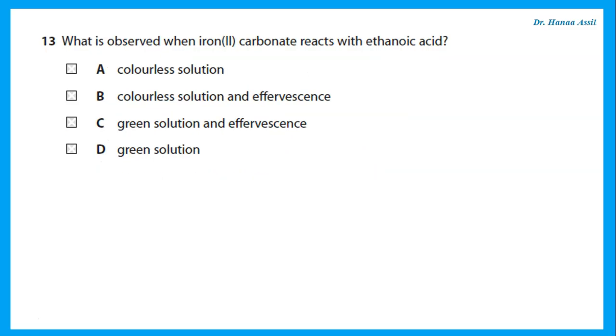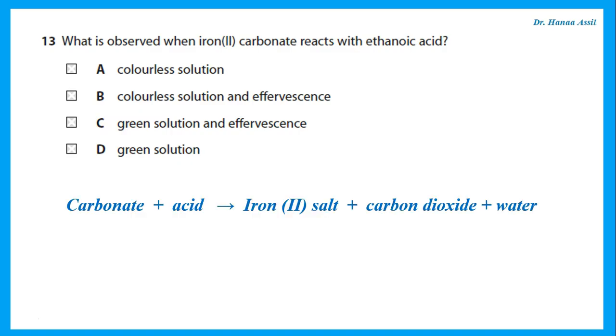What is observed when iron 2 carbonate reacts with acid? Again, you should remember carbonate with acid gives salt plus carbon dioxide plus water. Now we're talking about iron 2. Remember that the iron 2 salt is a green solution, plus the carbon dioxide will give effervescence.